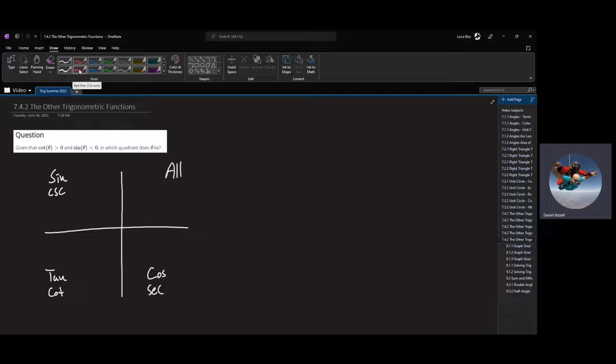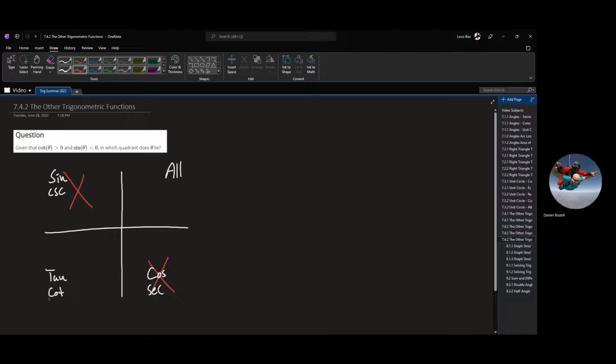Since it tells us that cotangent is greater than 0, that means cotangent is positive. So that immediately rules out any quadrant where cotangent is not positive. Cotangent only being positive in quadrants 1 and 3 means those are the only 2 options left.